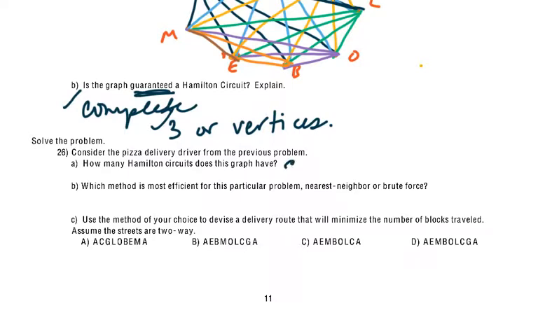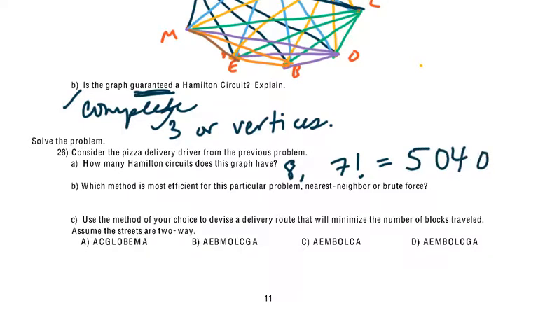Well, there are 8 vertices. So that means that there's 7 factorial, or 8 minus 1 factorial, possible Hamilton circuits. That's a lot of Hamilton circuits. Let's think about that. 7 factorial is equal to 5,040 Hamilton circuits.